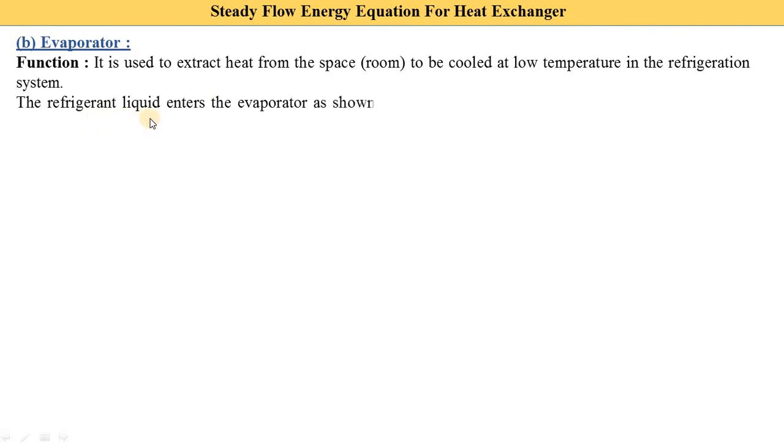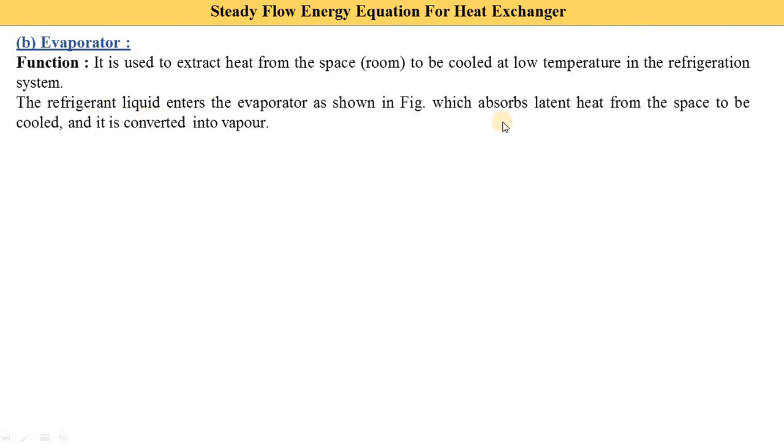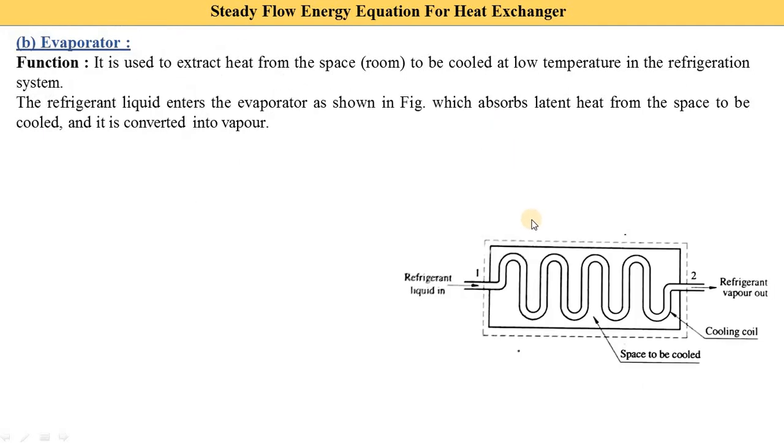The refrigerant liquid enters the evaporator as shown in this figure, and it absorbs the latent heat from the space to be cooled, and is converted into vapor. Now here you see this tube, which is called the evaporator. Here the refrigerant liquid enters and here the refrigerant leaves as vapor. So this liquid is converted into vapor, which is called evaporation, and this process is done in a certain device. This device is called the evaporator.